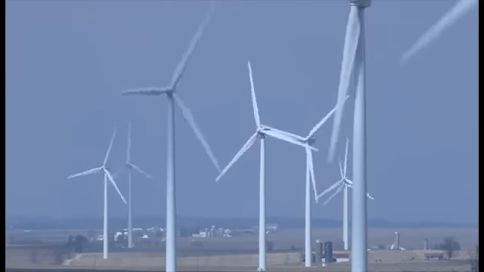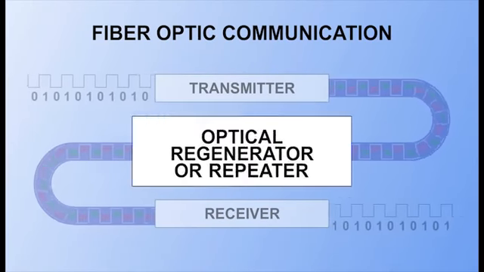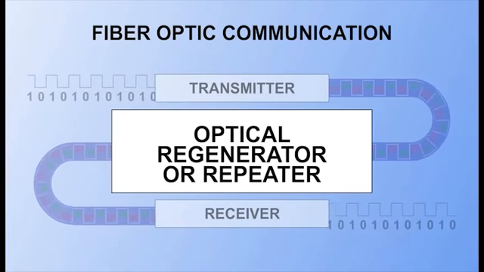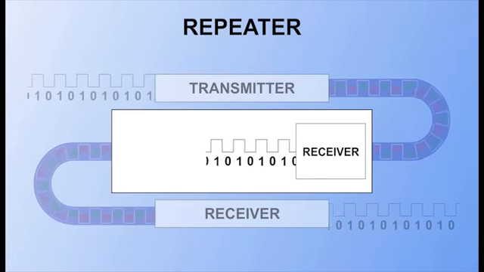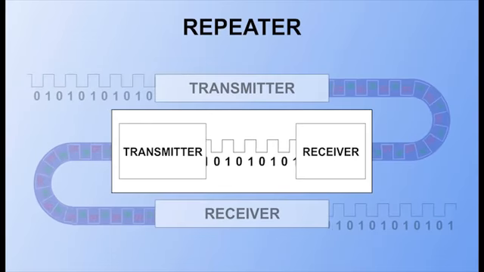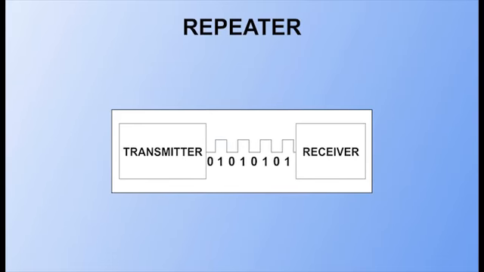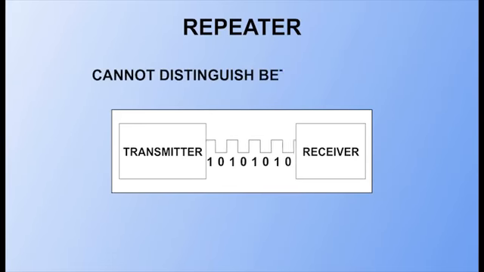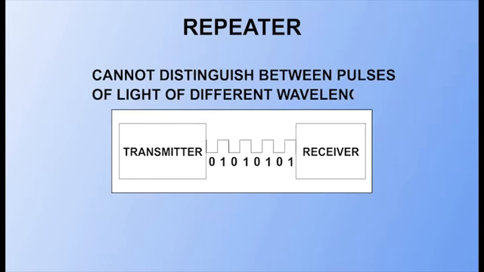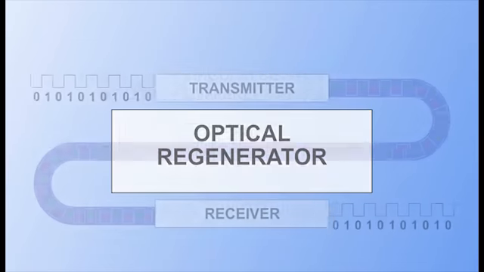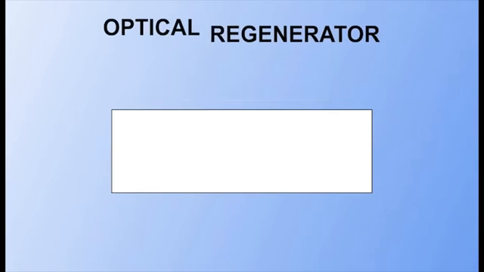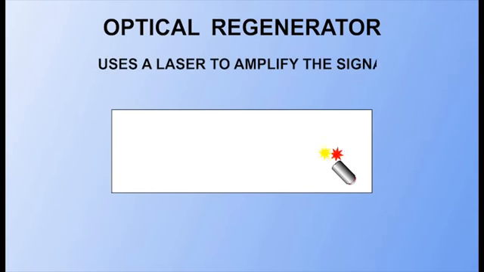However, long-distance applications also require the use of either repeaters or optical regenerators to boost the light signal. A repeater converts the light signal back into an electrical signal and then regenerates a new optical signal. A fiber optic repeater cannot distinguish pulses of light that are of different wavelengths and is less effective with multimode fibers. An optical regenerator uses a laser to optically amplify the signal.